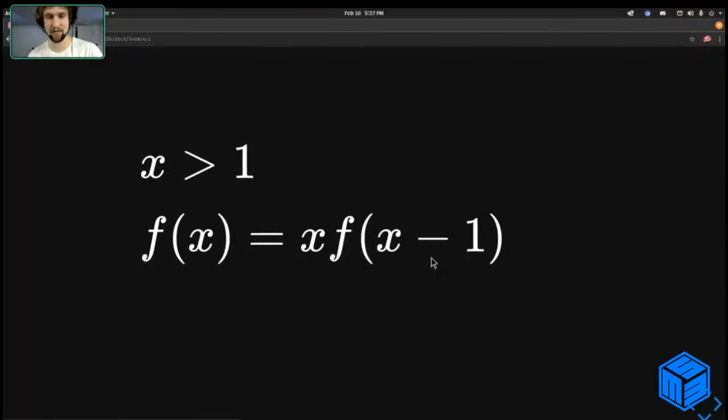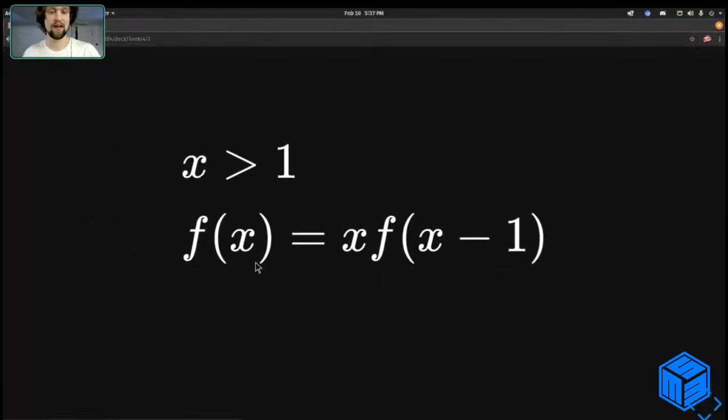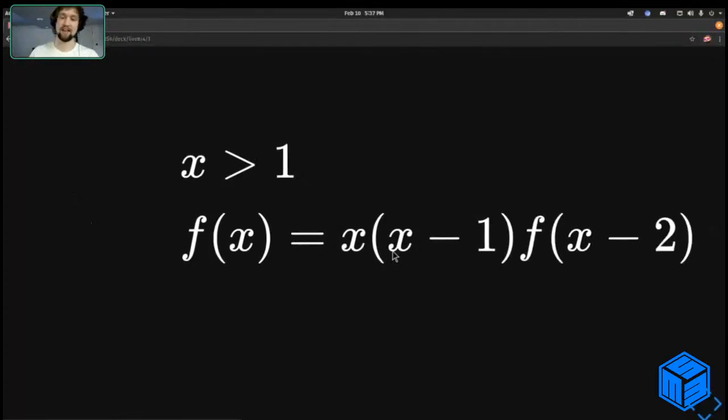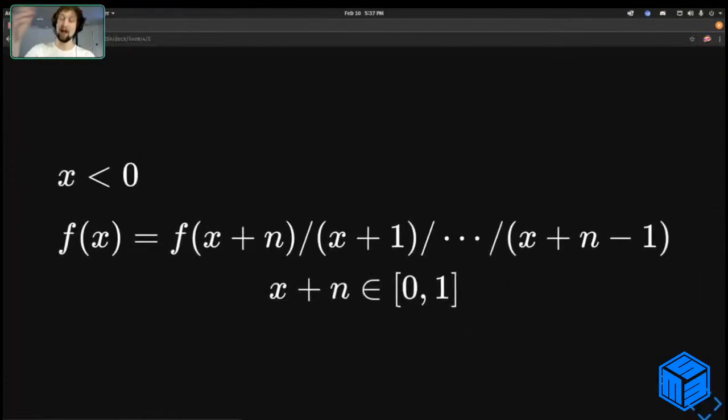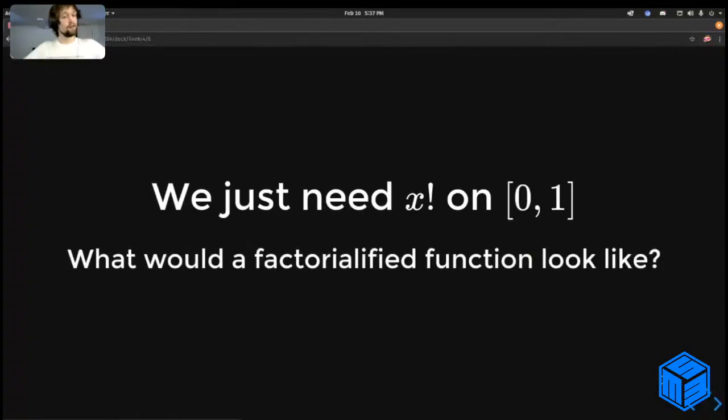We can take that original property, sub in x plus 1 for x, and then isolate for f of x again. And we get that if x is negative, we can repeatedly divide. And we continue this out once again until x plus n is in 0, 1. So we have another way of extrapolating information about 0, 1 into the rest of the real numbers. So we just need to define x factorial on 0, 1.